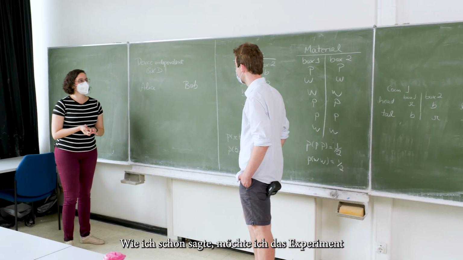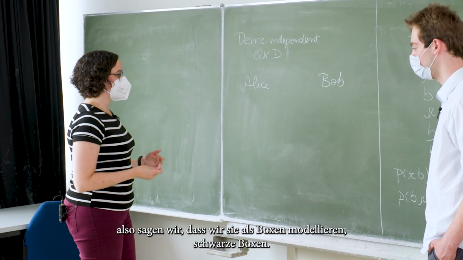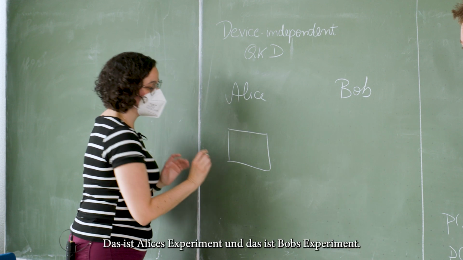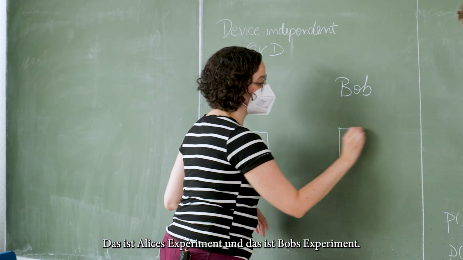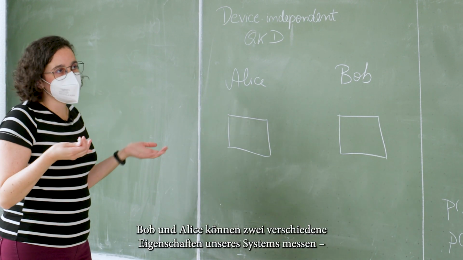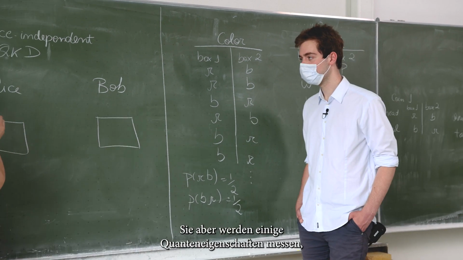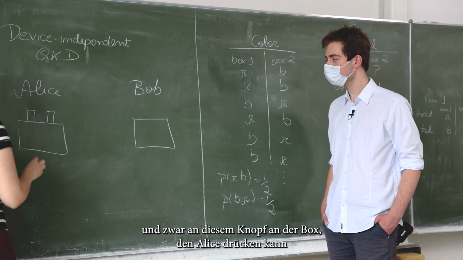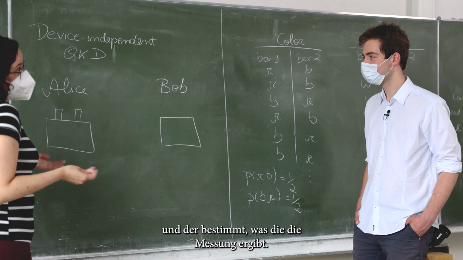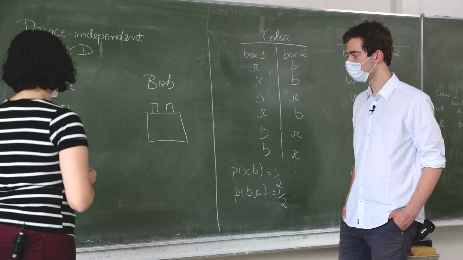So as I said before, I want to model the experiment of Alice and Bob without talking about the details of the experiments. So we say that we are modeling it as boxes, as black boxes. I don't know what is inside, so this is Alice's experiment, and this is Bob's experiment. And Alice and Bob can measure two different properties of our system. Similarly to how you measure the color or the material, but they are going to measure some quantum properties. So this is some button in these boxes that Alice can press, and it's going to determine what is the measurement, what is the experiment that Alice is doing. And in the same way, Bob has two measurements that he can do.